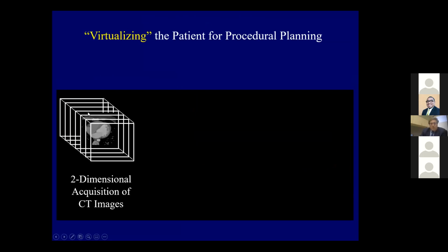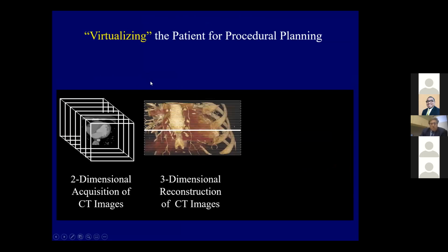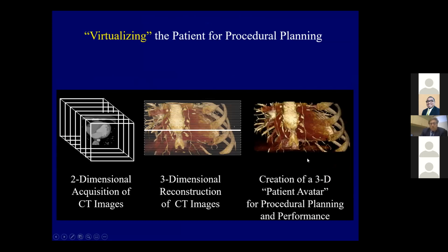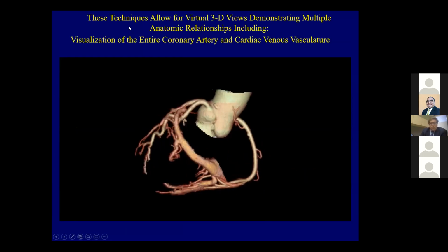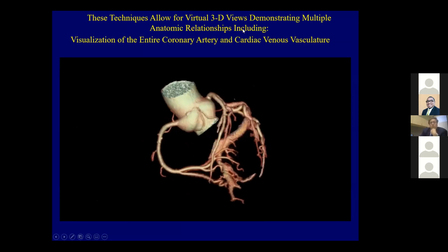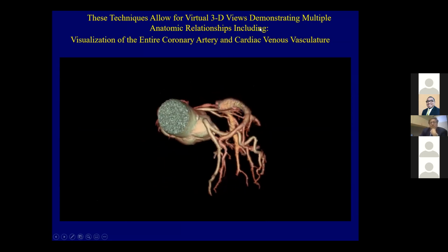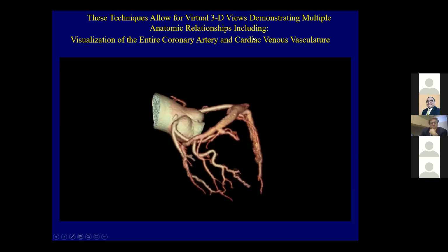So we take the serial two-dimensional slices, we reconstruct them into one 3D reconstruction, and then we use special editing software to navigate through it to answer the questions that we want to answer. So these techniques allow for virtual 3D views demonstrating multiple anatomic relationships.